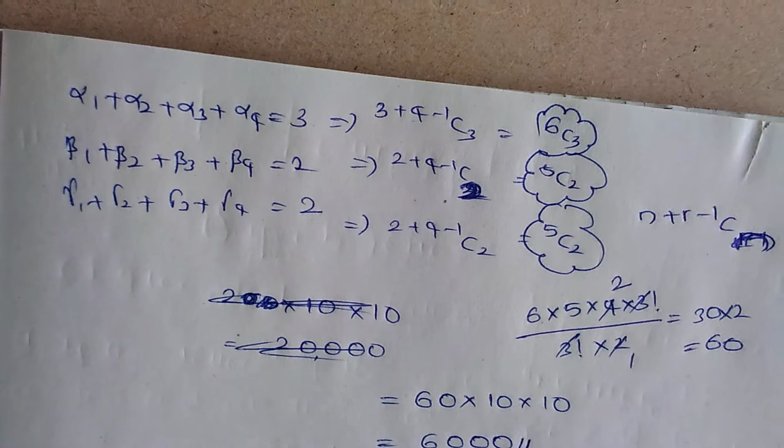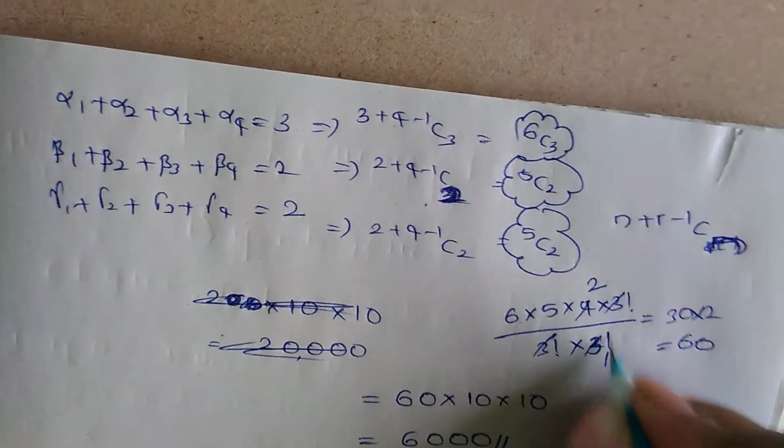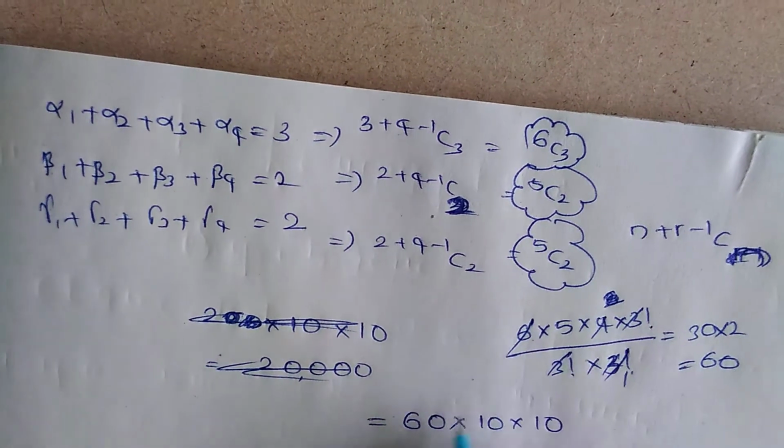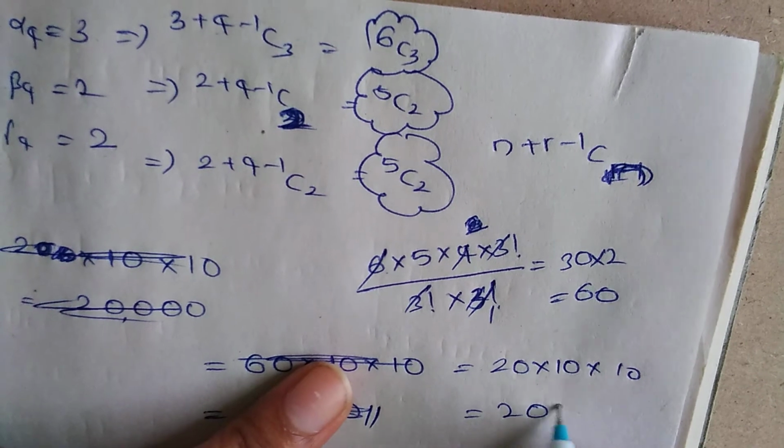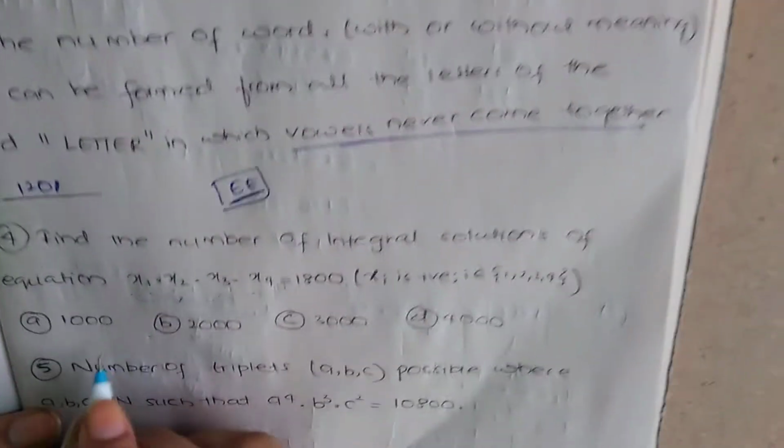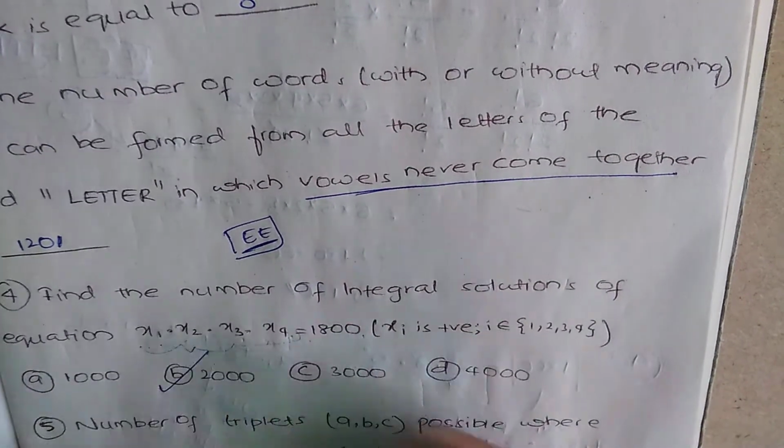Okay. Sorry, here it is 3 factorial again. This gets cancelled. I'm very sorry for all this mess. 20 into 10 into 10, which is 2000. So 2000 such integral solutions are possible.